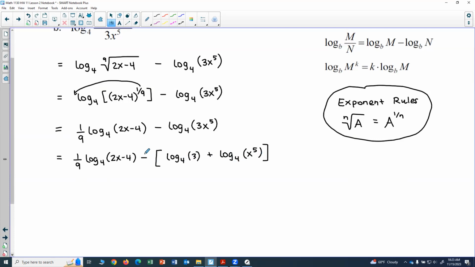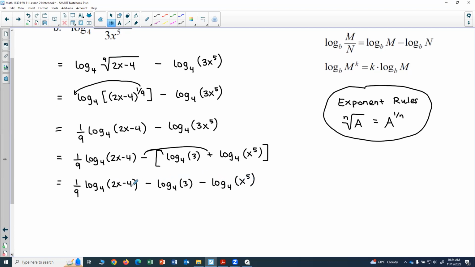And now I'm going to distribute my negative. So that's why I put the bracket, so I would remember to distribute that negative. So I'll have 1/9 log base 4 of 2x minus 4 minus log base 4 of 3 minus log base 4 of x to the 5th.